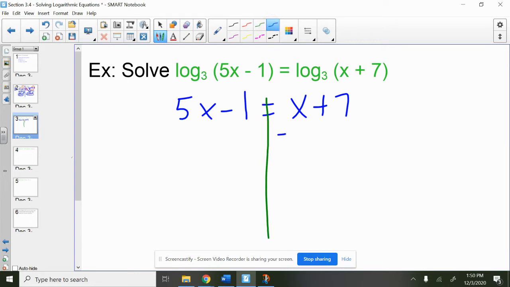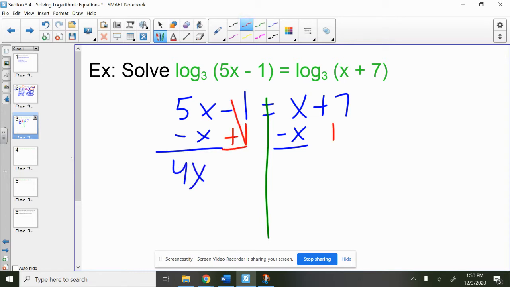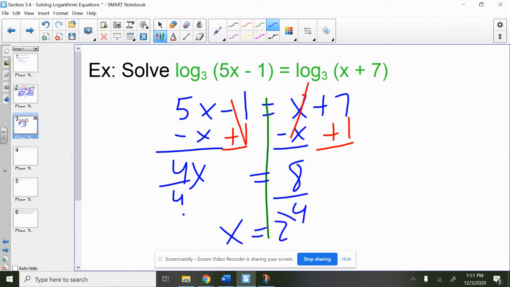So in this case, I'm going to minus x from both sides. That'll give me 4x. I can also get rid of this 1 by adding 1 to both sides, and so that'll cancel that out there. These would cancel. So I get 4x equal to 8. And then, of course, you're just going to divide both sides by 4. And so I get x equal to 2.